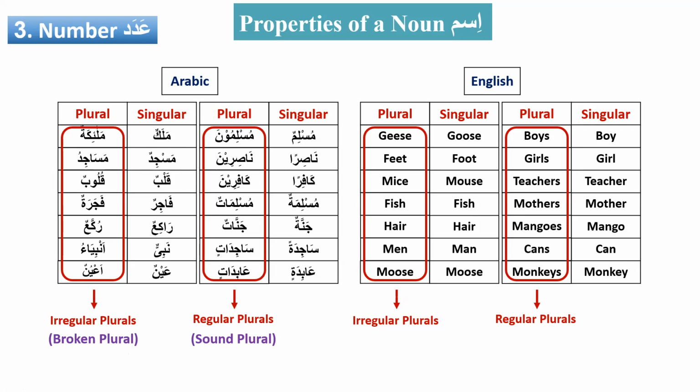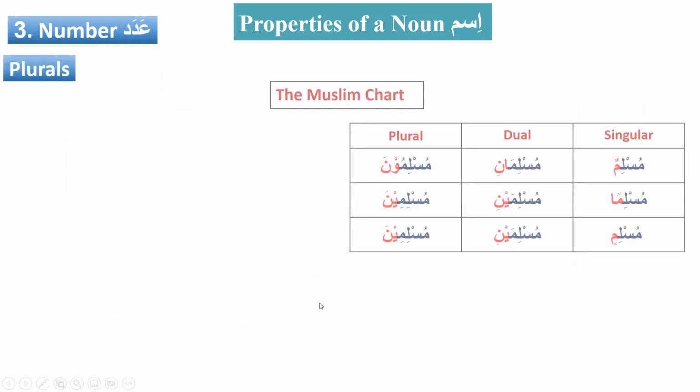Okay. So I'm just going to conclude this now. Brother Shiva, so we just have to memorize the words with the broken plurals? Yeah, right? Because they don't follow a pattern, we just have to memorize them. You are absolutely right.